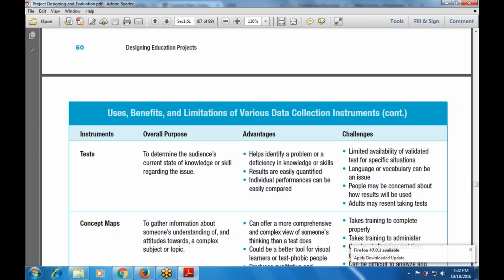Then results are easily identified. So we can easily identify the results, whatever the result that is carried out. Then individual performances can be easily compared with the data, and with the day-to-day activities.